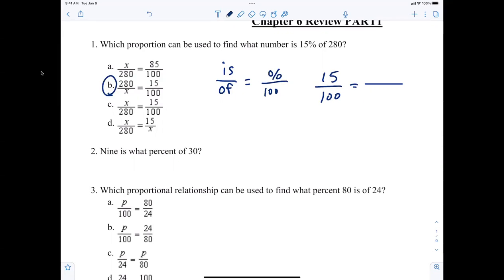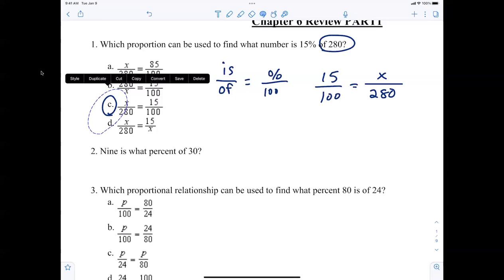I put C, because it's over. Is the of on the bottom? Yeah. Oh, I see my mistake. I just assumed you were right. Silly me. All right. Yes, it is C. That is correct for those of you who said C.